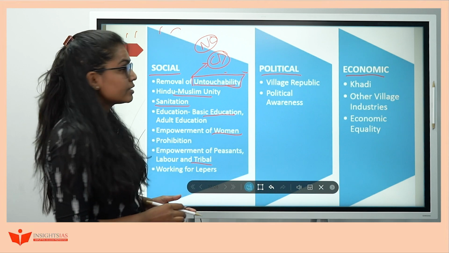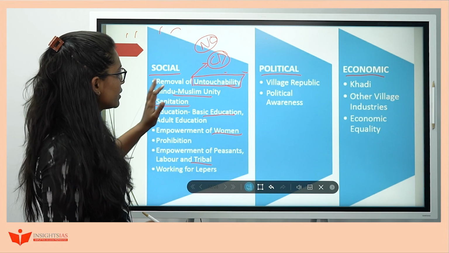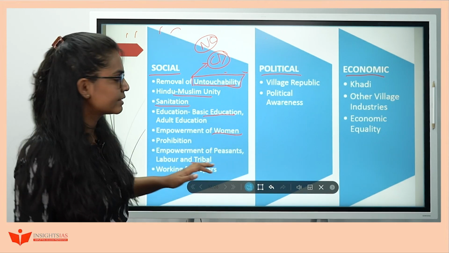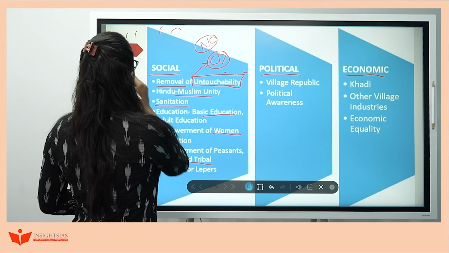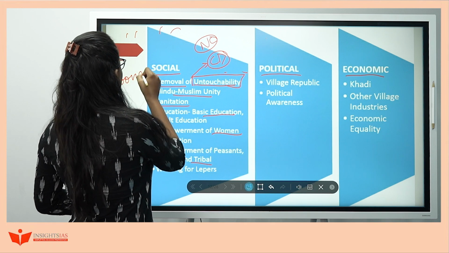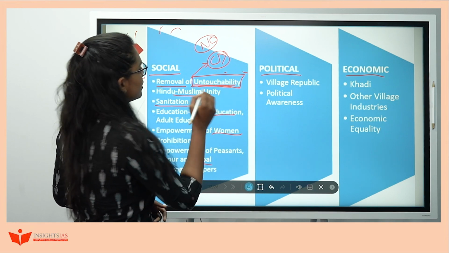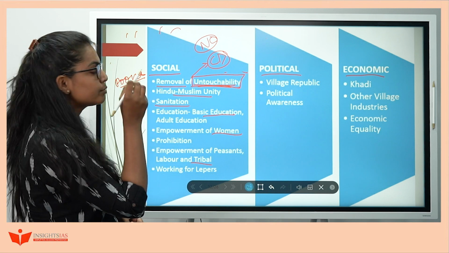So untouchability: Gandhiji actually understood the importance of untouchability, like he wanted it to be eradicated, but it was not highlighted. He used to work for it. But what happened was, after the Pune Pact, this came into limelight, untouchability, that everyone knew that we have to eradicate this.